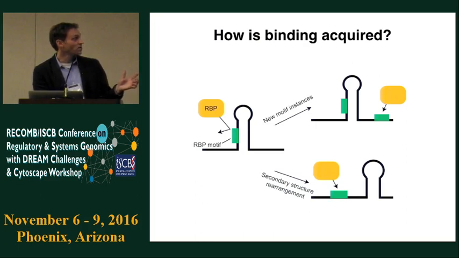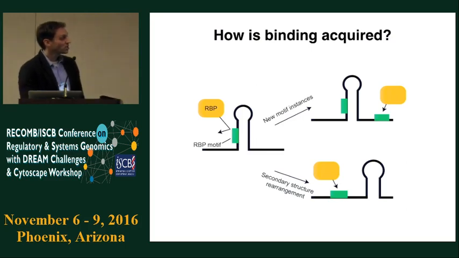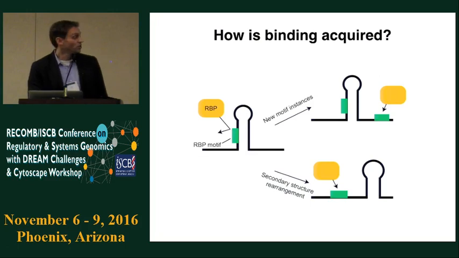And so if you want to acquire binding by this RBP, there are 2 ways to do it. You can have a mutation that creates a new motif here, or you could have a mutation that changes the local secondary structure to a conformation where this motif is now free to bind.